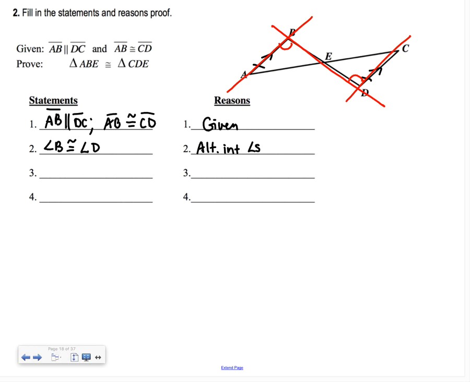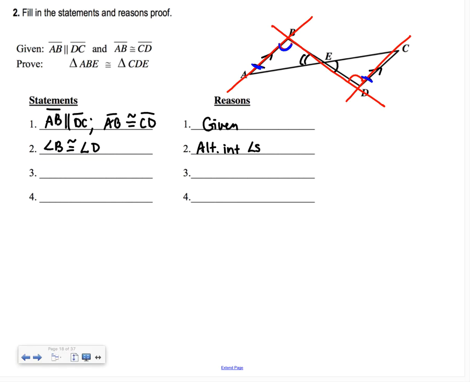So number 3. Let's see what else we can get. Well, we know we have these sides are congruent, and we know we have an angle. So if we got angle, side, angle, or if we got angle, angle, side, we'd be good to go. Or if we had side, angle, side, I guess. But it doesn't look like we can do any other sides, right? So what can we do? Look at the picture really carefully.